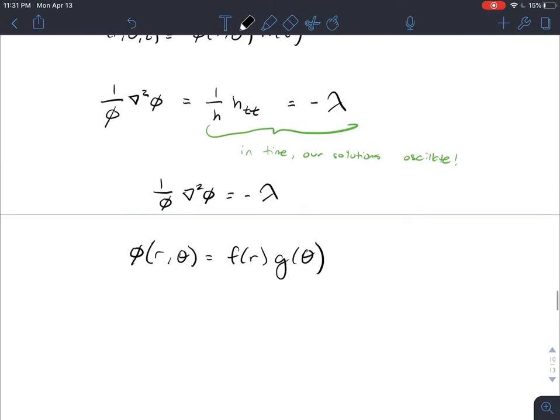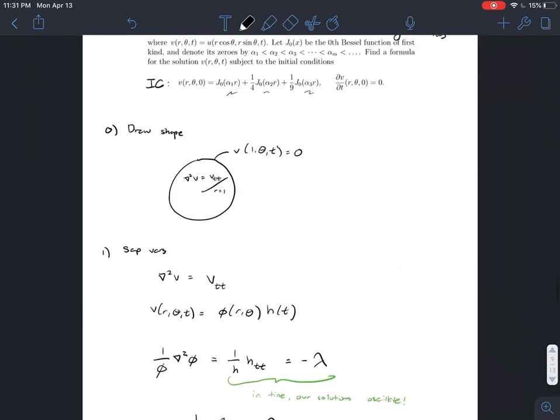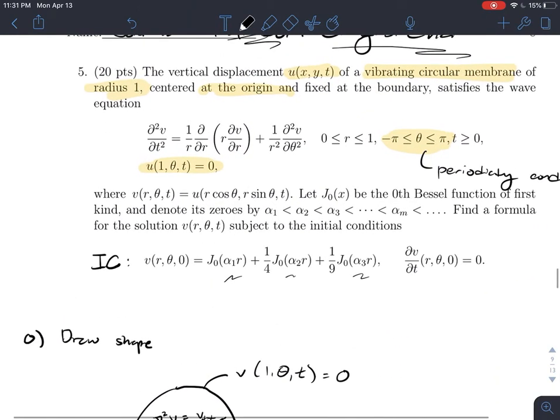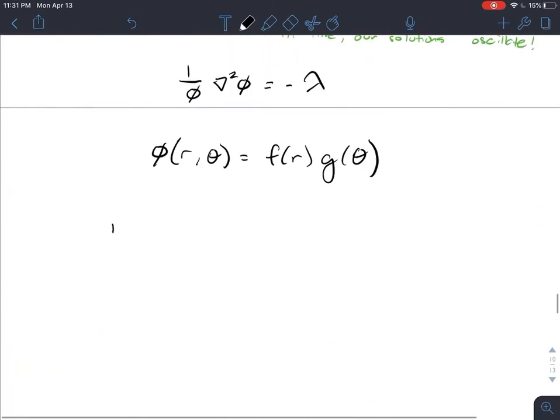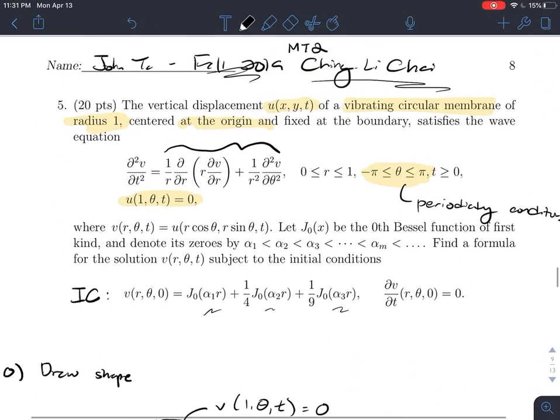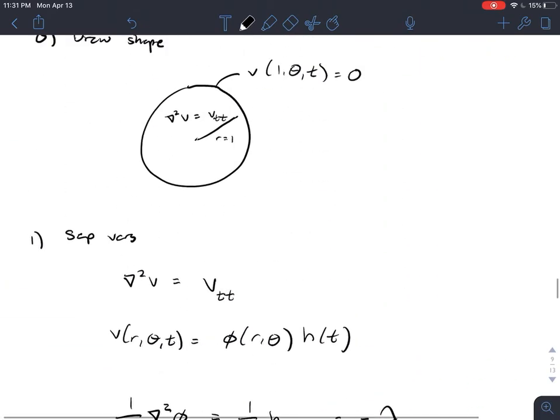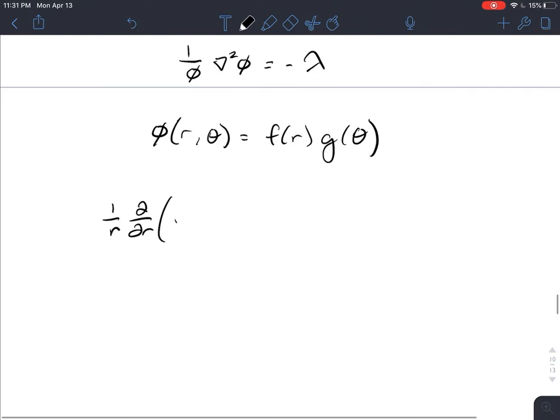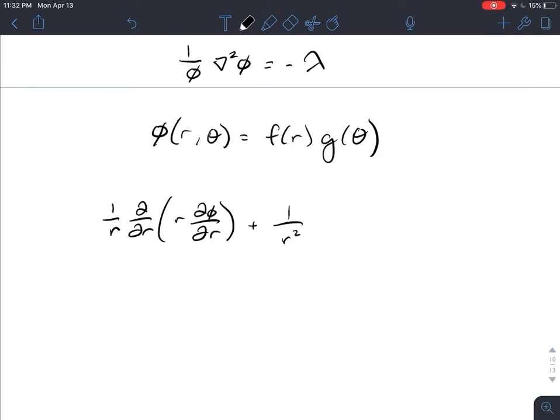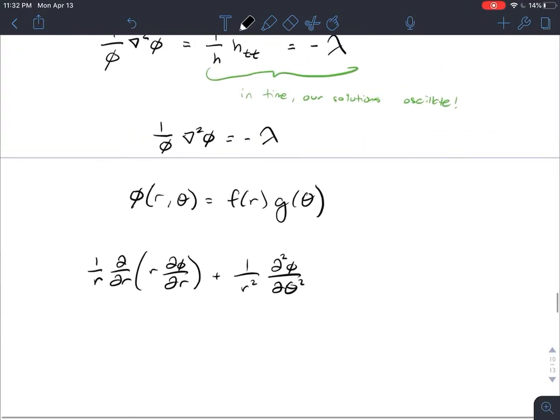So now we'll continue separating variables. We're going to plug everything into the original Laplacian, right? So let's take a look at what we defined here as our Laplacian. So I'm basically looking at everything here, and let's just plug everything in for phi first. So we have 1 over r d/dr of r times d phi/dr, plus 1 over r squared, partial theta squared of phi. And this is all equal to negative lambda phi.